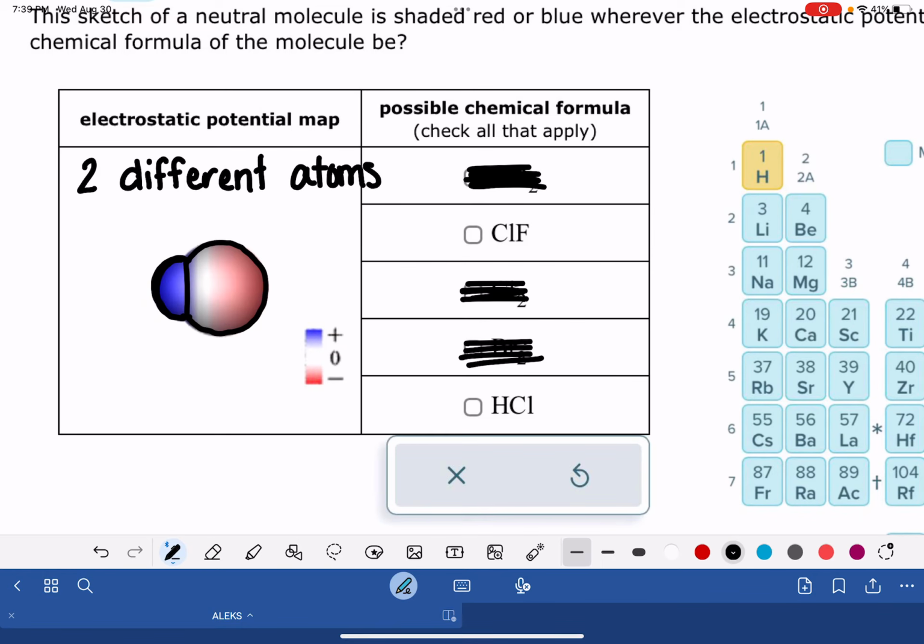And this is still going to be helpful if you're looking at a molecule that has 3 or 4 atoms in it, because you might see something that looks like this. This would be a molecule that has 4 atoms, and it looks like these 2 are pretty much the same size, so they're probably identical, and these 2 look like the same size, so they're probably identical as well.